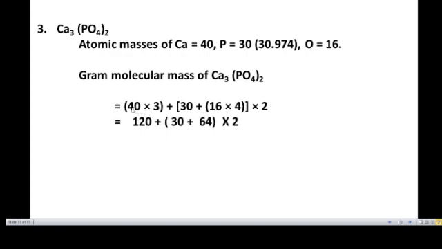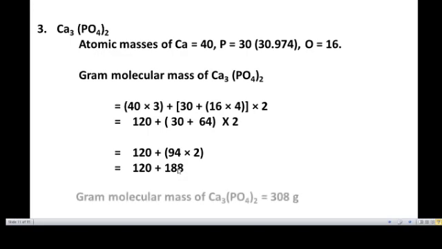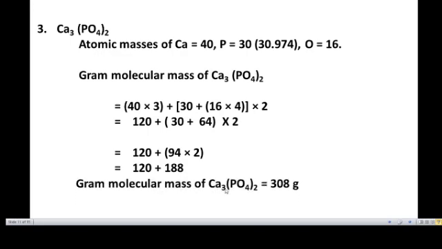Next step, 40 into 3 is equal to 120, plus 30, plus 16 into 4, 64 into 2. Next, 120 plus 64 plus 30 is equal to 94 into 2. So 120 plus 94 into 2 is equal to 188. Gram molecular mass of calcium phosphate, Ca3(PO4)2, is equal to 308 grams. Okay, gram molecular mass of calcium phosphate is 308 grams.